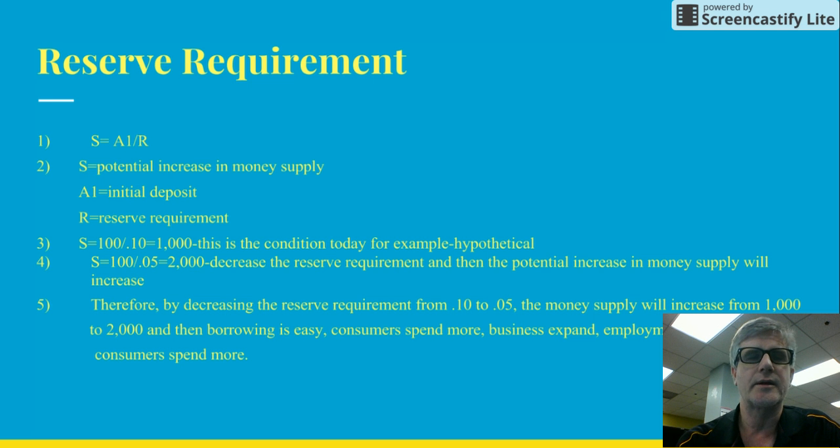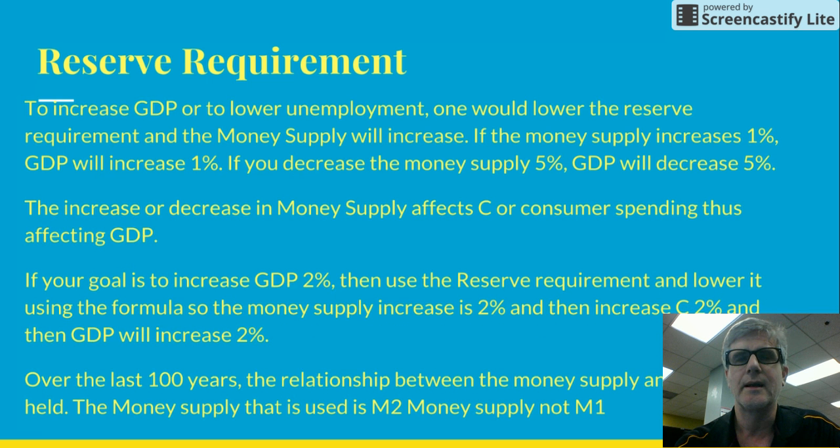To summarize, to increase GDP or lower unemployment, one would lower the reserve requirement, and then the money supply will increase. If the money supply increases 1%, GDP will increase 1%, and that's the relationship that holds. If you decrease the money supply 5%, GDP will go down 5%. Changing the money supply affects borrowing, which affects C, or consumer spending, and then it affects GDP.